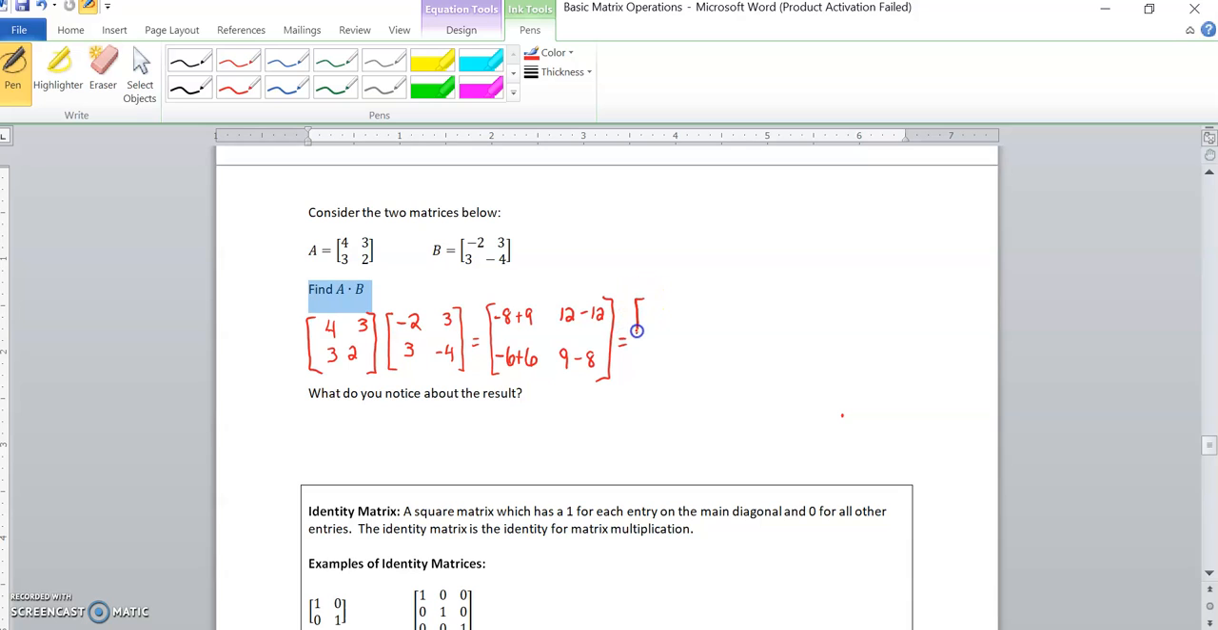Our ending matrix then, that's a 1 here, that's a 0, 0, and 1. And that was no accident. Those two matrices, A and B, have a very specific relationship to each other. In fact, what we would say is that matrix B is the inverse of matrix A.